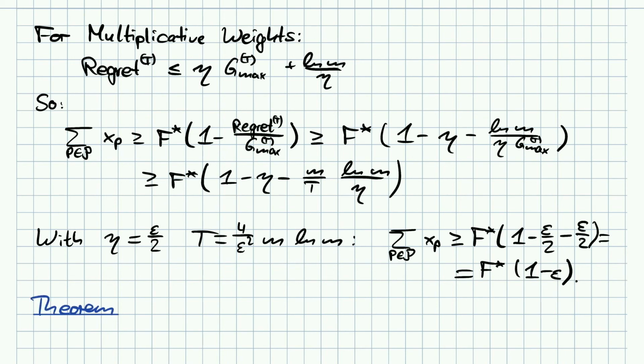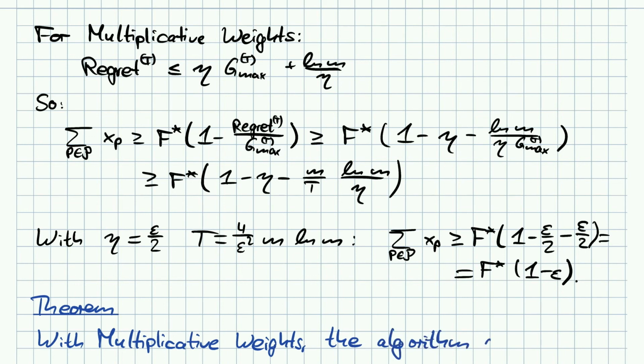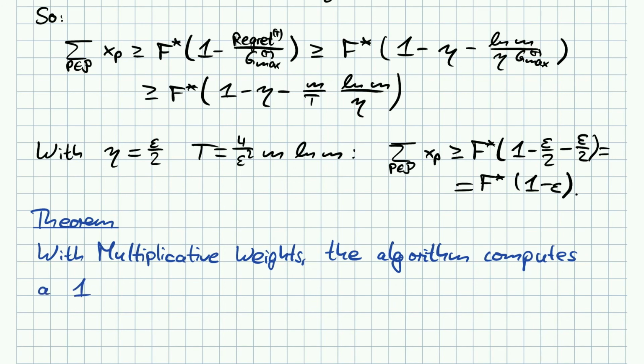So if we use multiplicative weights, then the algorithm computes a 1 minus epsilon approximate flow using 4 over epsilon squared times m times ln m shortest paths computations.